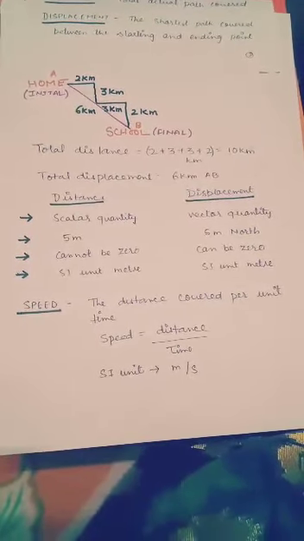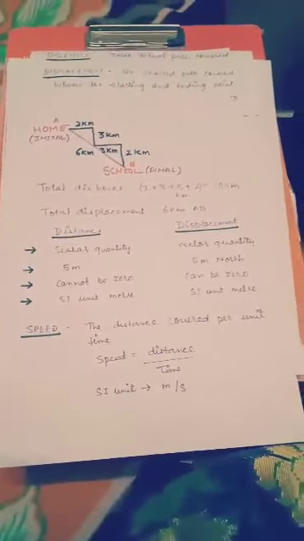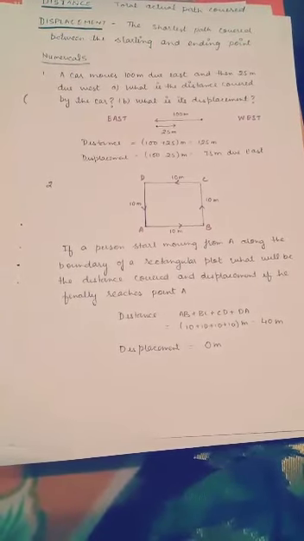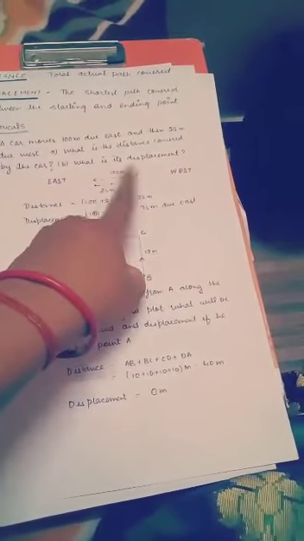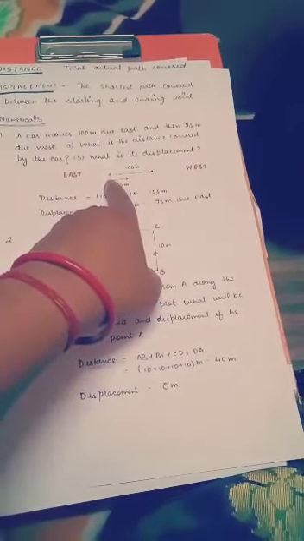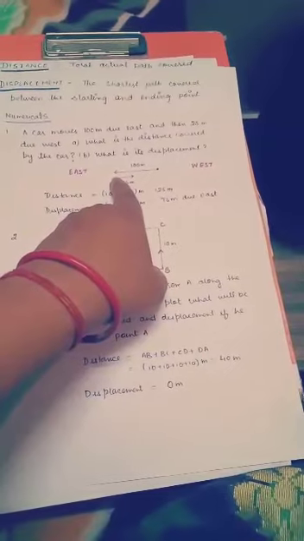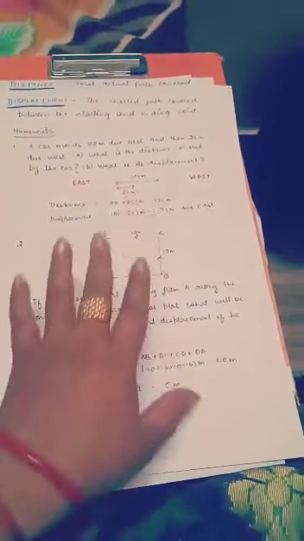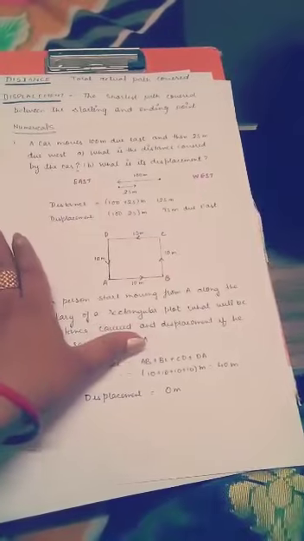Now next we come to the numericals for distance and displacement. A car moves 100 meter due east and then 25 meter due west. What is the distance covered by the car and what is its displacement? According to the numerical, we have taken this to be the initial position, and the directions east and west. The body moves from the original position towards east 100 meters. Then it moves towards the west 25 meters. So what will be the distance? Distance will be 100 plus 25, the total path covered, that is 125 meter.